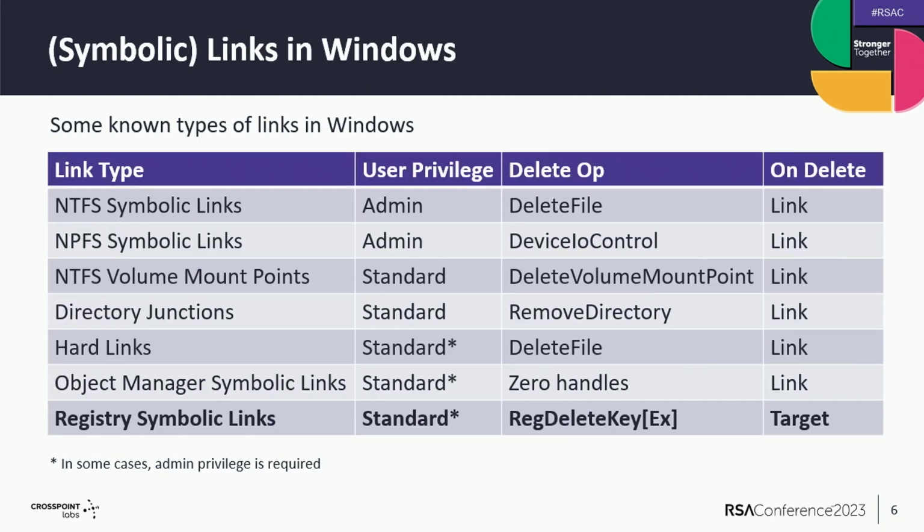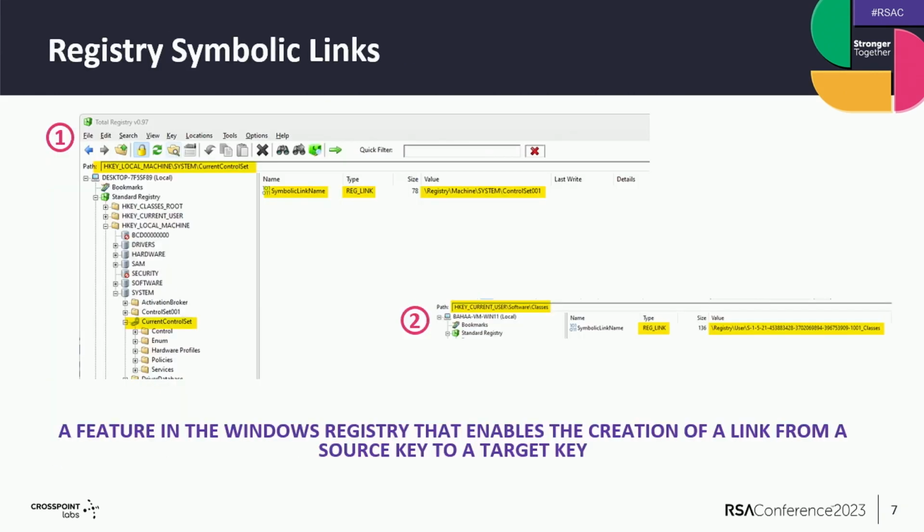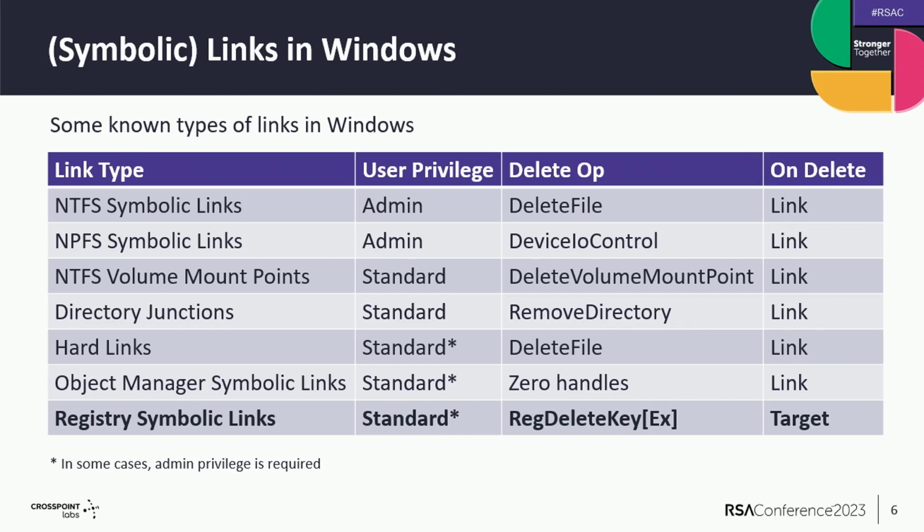Now here in this list, I have some known types of links in Windows. For instance, we have the NTFS symbolic link. For that type of link, you need to be either an admin or authorized by an admin to be able to create it. If you try to delete a link of the type NTFS symbolic link using a Win32 API like DeleteFile, only the link will be deleted and not the target. That behavior is similar to other link types in Windows, like directory junctions, hard links, and so on.